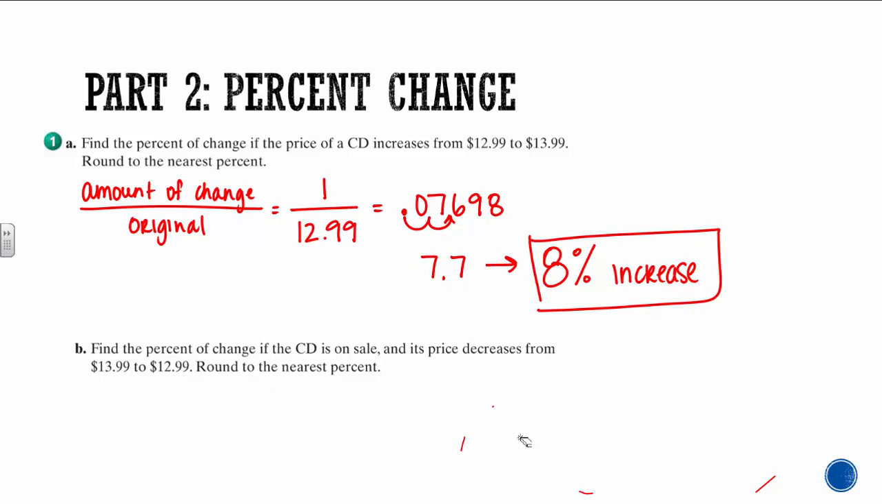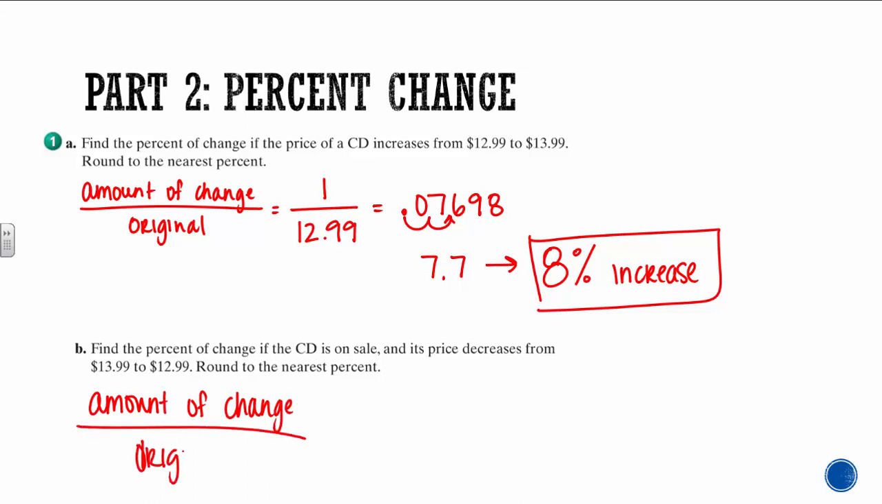And now this problem is very, very similar, except we're going to get a much different answer. Find the percent change if the CD is on sale and its price decreases from $13.99 to $12.99. So remember, we want amount of change divided by original. So our amount of change is the same, but our original price is $13.99 here.